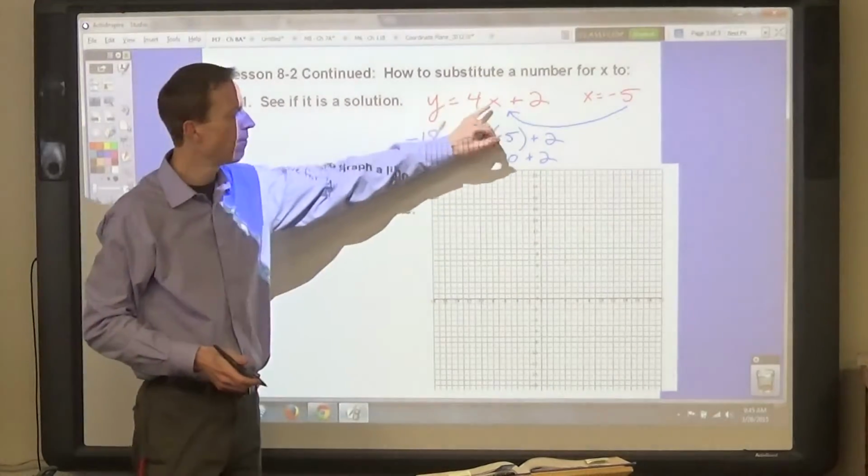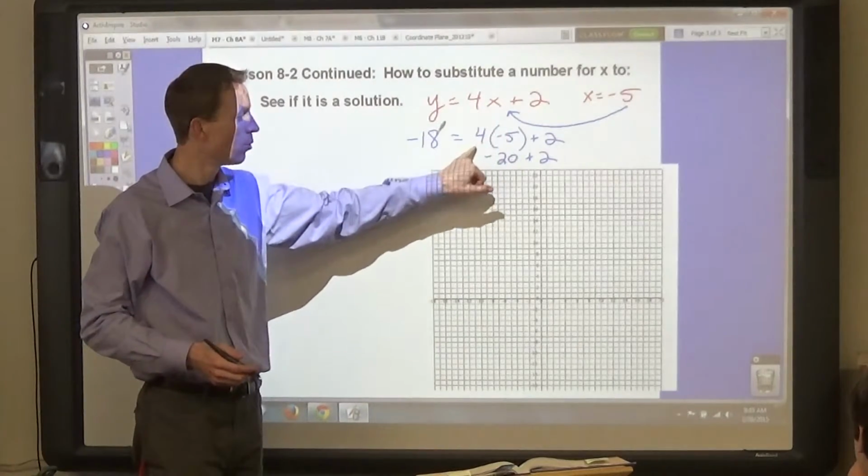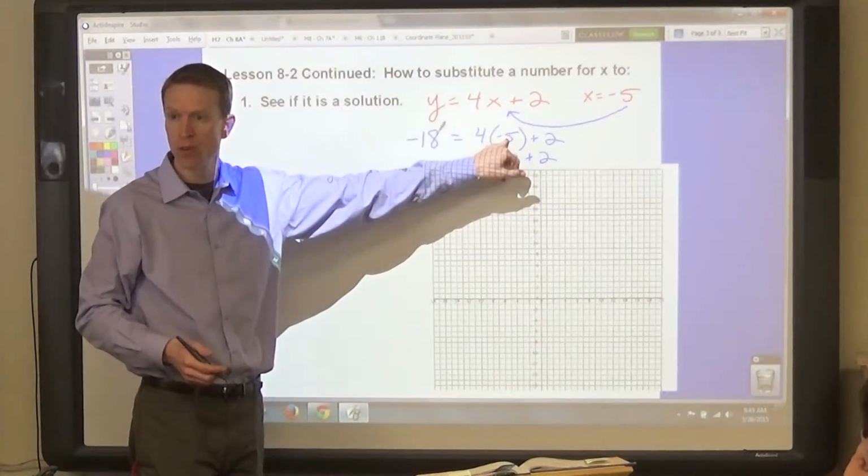Okay, this means 5 times x. So we have to do 4 times x. So we have to do 4 times negative 5. And the parentheses show the multiplication.